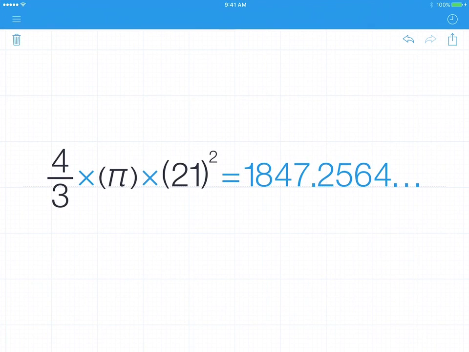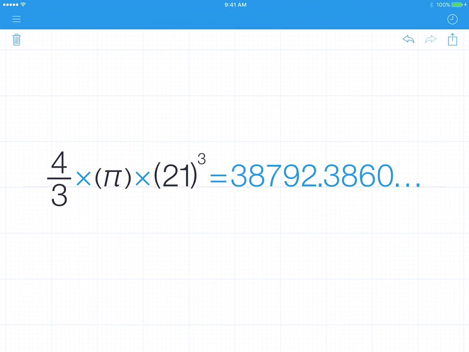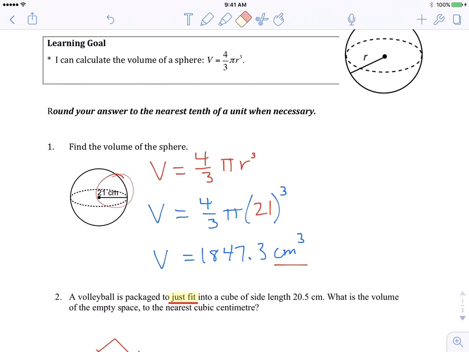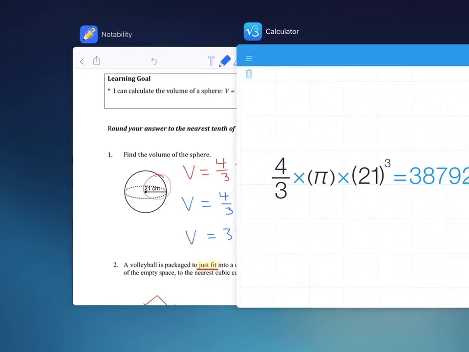I just realized I did squared there, so I'm going to change that to cubed. 4/3 times pi times 21 cubed, 38,792. That's a large number. 38,792.3 around 7, oh sorry, 0.4.